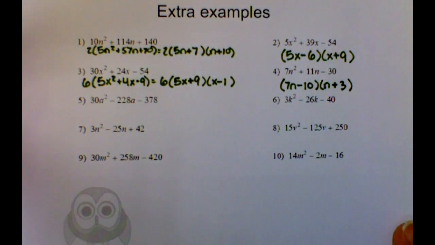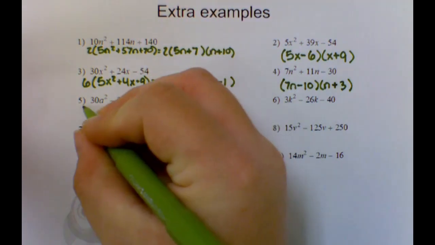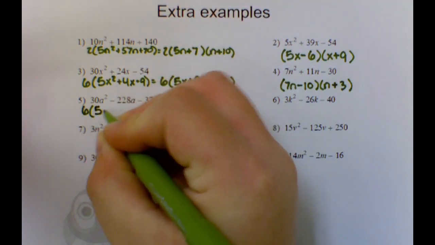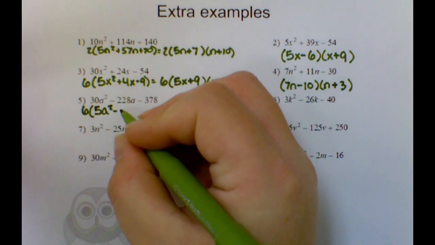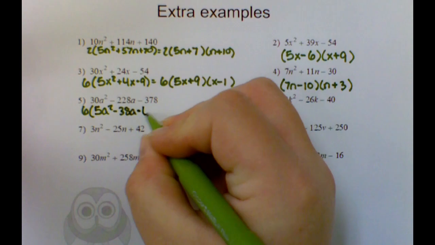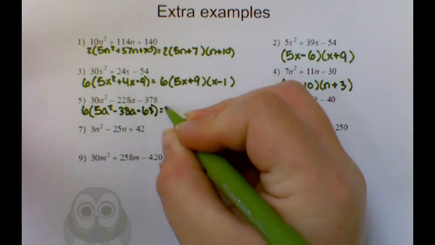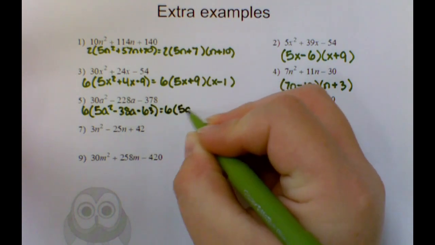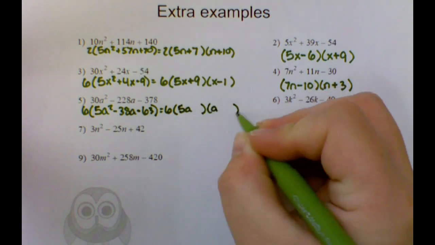For number 5, I've definitely got a GCF here. My GCF is 6 again. That leaves me 5a squared minus 38a minus 63. And to break apart 5a squared, I have 5a and a.